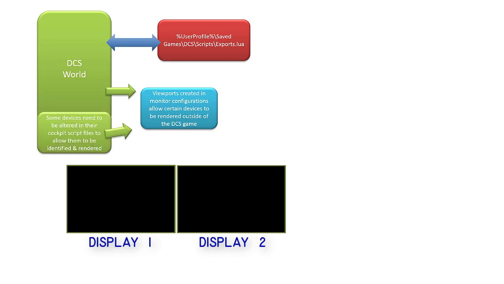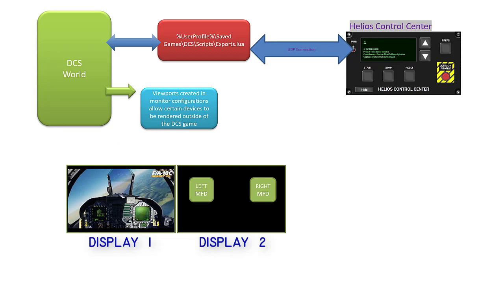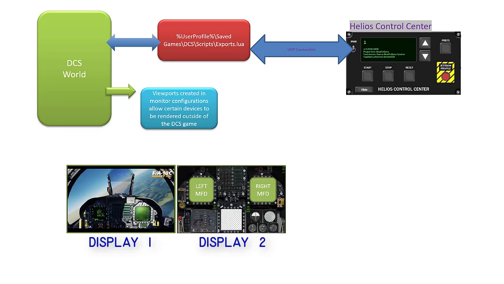For some devices, additional code needs to be added to the DCS program folders to allow them to have viewports created and rendered. These devices are usually rendered onto a virtual cockpit screen in positions where there is a cutout in the virtual cockpit display, so when control center starts, the rendered devices show into the cockpit.